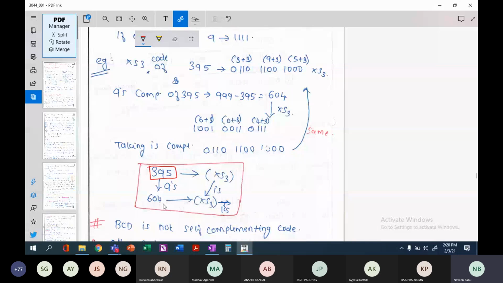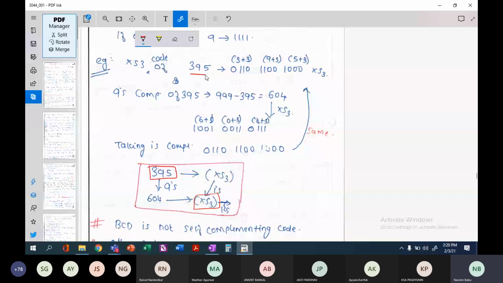And if you take the XS3 of this, and if you take the ones complement of this XS3, both the numbers will be same. Now, still, I know that there will be little confusion. Let us take an example, then I'll show you. You take XS3 code of 395.